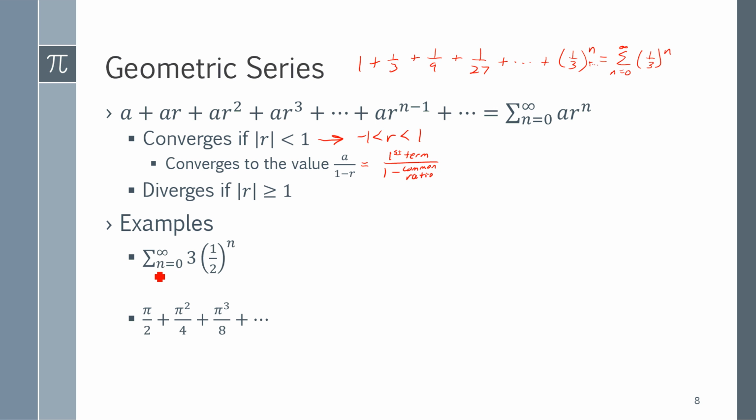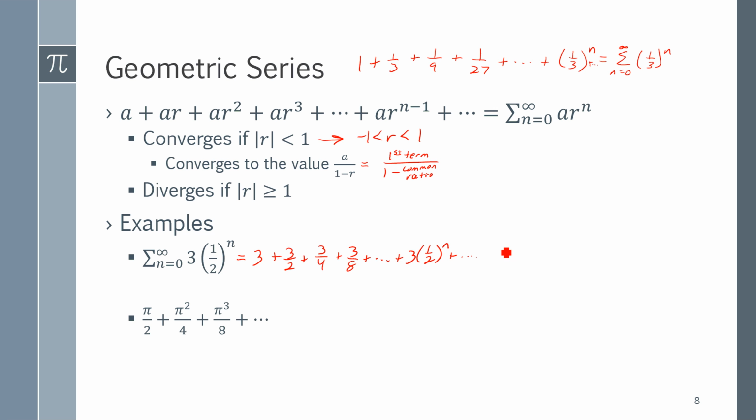So some examples of this. I have the series where n is starting at 0 and going to infinity of 3 times 1/2 to the n. I have found it is helpful for me to actually write this out in terms of being able to see the sum, because I find it's a little bit easier to identify the different parts. So if n is 0, I have 3. If n is 1, if n is 2, if n is 3, that would keep going. There's my general term. Keeps going from there.